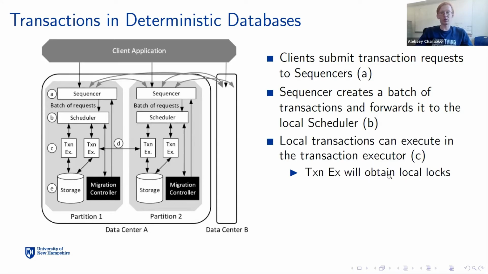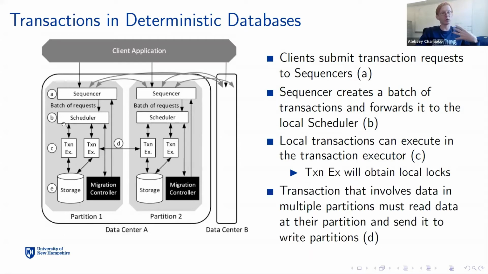There are a few things that can happen here. If the transaction is purely local, meaning it only accesses data that is hosted in this particular partition, then the transaction can just execute against the local storage, against the local data. Now, if the transaction involves data that may be hosted by other partitions, then there is an additional step, because this transaction may need to read data from other partitions. This additional step, shown here as D, is the extra coordination involved in distributed transactions in deterministic databases.